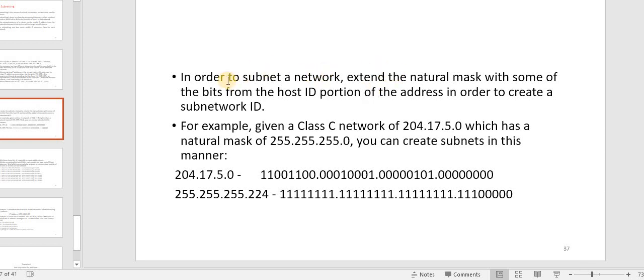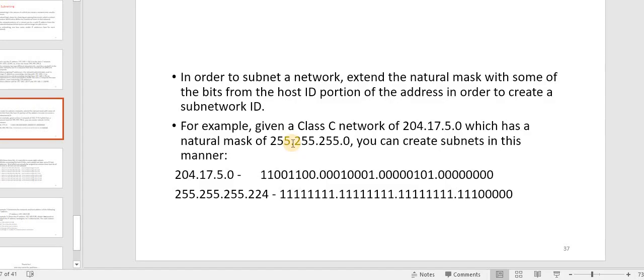But in general, in order to subnet a network, what we do is we extend the natural mask with some of the bits from the host ID portion of the address in order to create a subnetwork ID. For example, given a class C network of 204.17.5.0, which has a natural mask because it's a class C network.